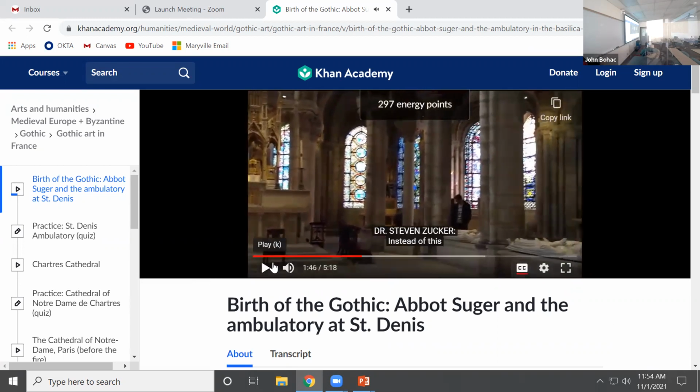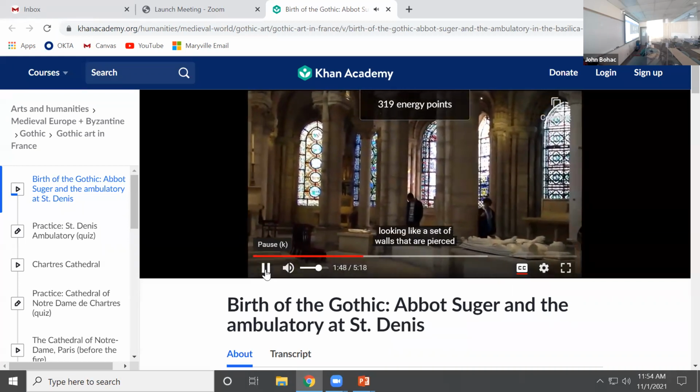Instead of this, okay, I want to show you this too. They were talking about the kings being buried here. This is where they're buried, actually. It's the sarcophagus all the way around.